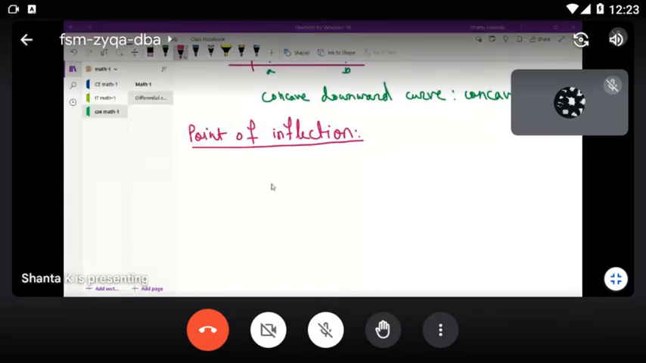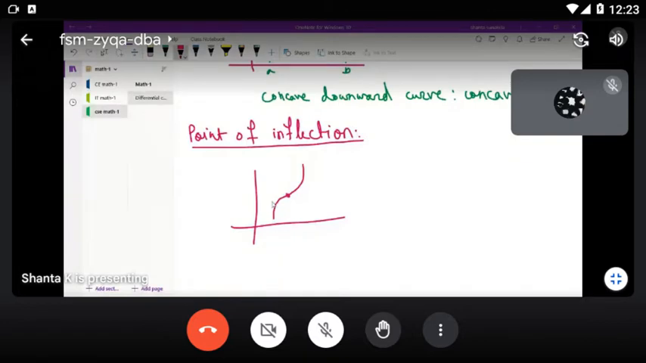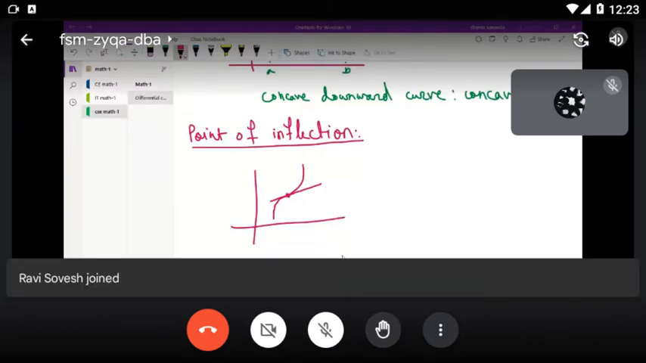Suppose our curve is like this, and this is your point of inflection. Got it? With the tangent, it is going this way. So this is the point of inflection. If you look at the tangent, what happens here? It will be something like this. Not the vertical tangent, but it will definitely cross this curve. The tangent will be like this.